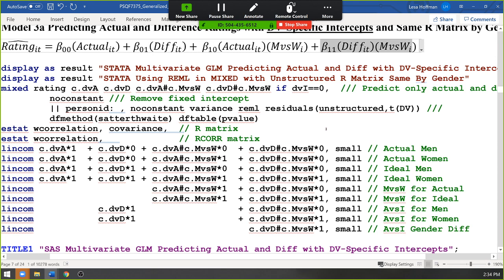Now, what if I wanted to predict the gender effect for ideal? Can I still do that, or am I out of luck? You can still do it? Math. Yes. Linear combinations. If I know actual and I know the difference, I can get to ideal.